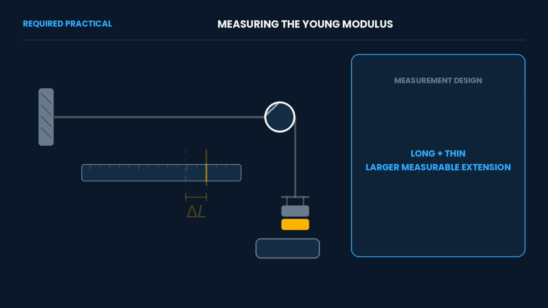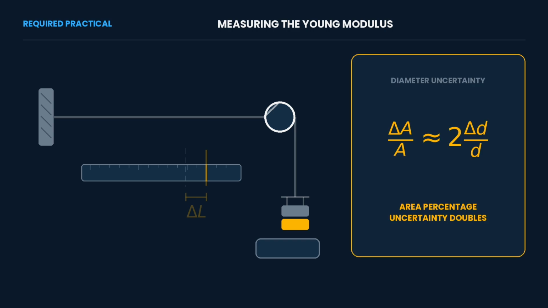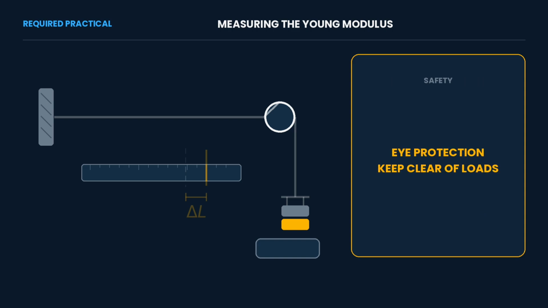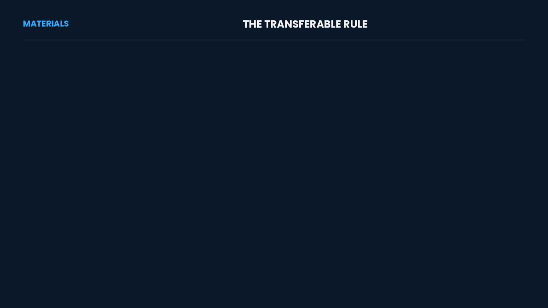A long thin wire produces a larger, more precisely measurable extension because the area is proportional to the diameter squared, but its percentage uncertainty is about twice that in the diameter. If you're doing this for real, wear eye protection and keep clear of the loaded wire and the masses.